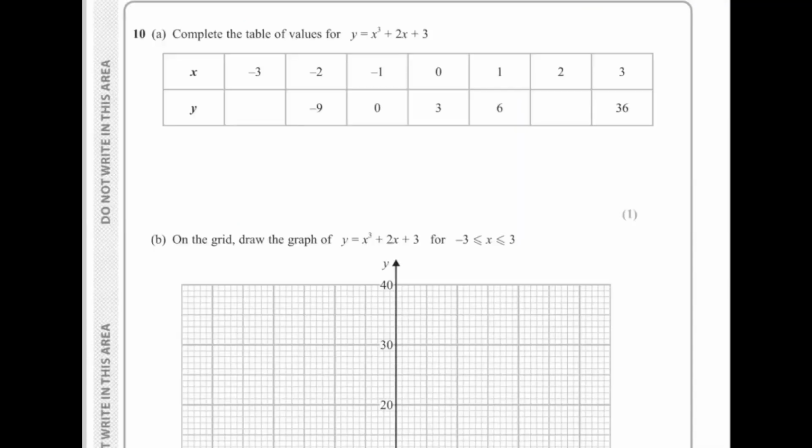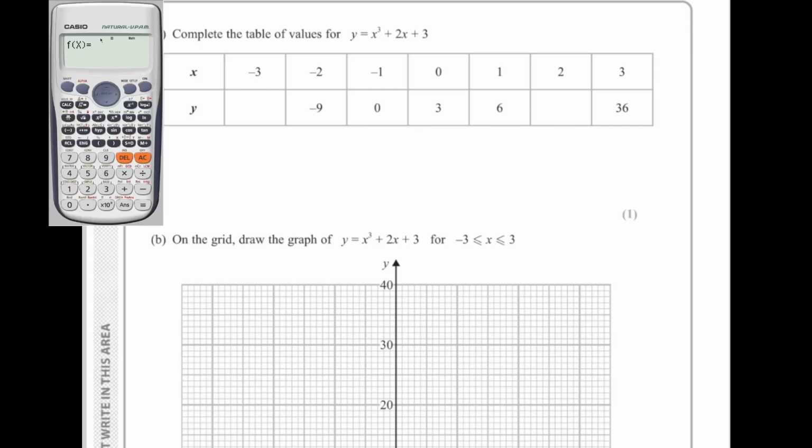Question 10 under graphs. Complete the table values for y equals x cubed plus 2x plus 3. To get here we need to fill in the blanks. To get these blanks filled, we have to use the calculator. Let's use the calculator. So here we have to go to the table format. The table format is mode 7.